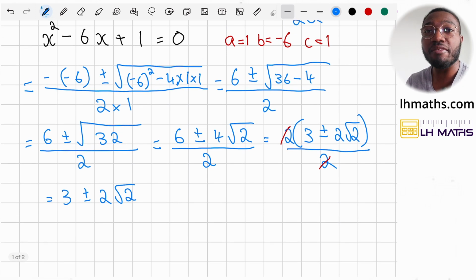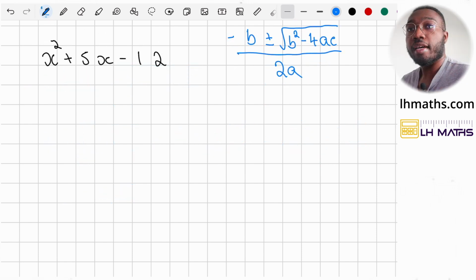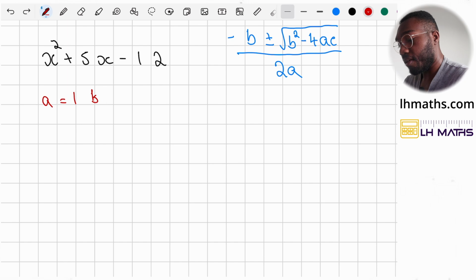So as you can see, it's very simple using the quadratic formula. Once you know what your a, b, and c values are, you can just put them straight into the equation. Okay, so now we're going to look at this one here. We're going to look at x squared plus 5x minus 12. So again, we need to just look at our values and see what our a, b, and c values are. So again, we have an x squared, which means that a would just be 1. Our b value is 5, so we have b as 5. And our c value is minus 12, okay?